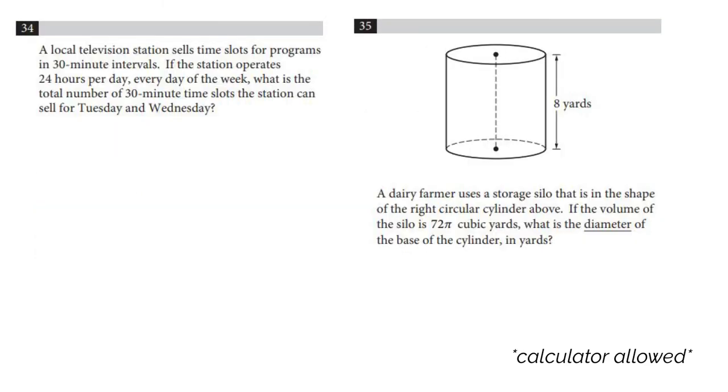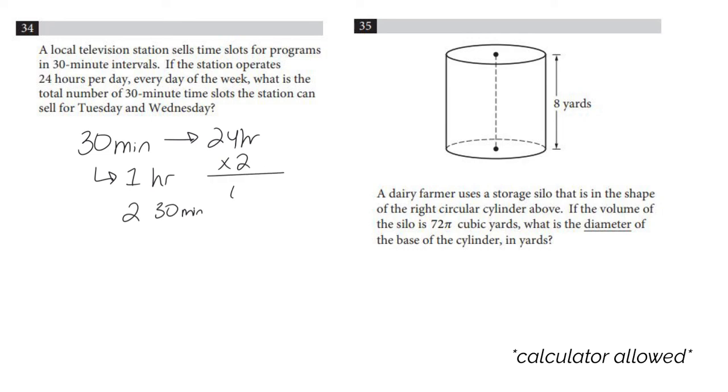All right, last two for today. I am first looking at just a word problem. A television station sells time slots for programs in 30-minute intervals. It operates 24 hours every day. So how many 30-minute slots are in 24 hours? Well, in 1 hour, there are 2 30-minute slots. So I can multiply 24 hours times 2, and in 24 hours, I have 48 half-hour slots.